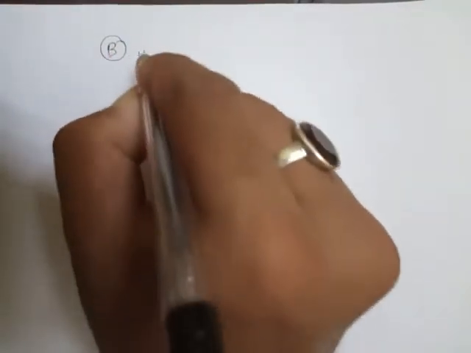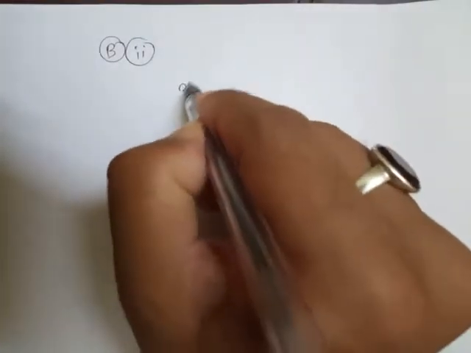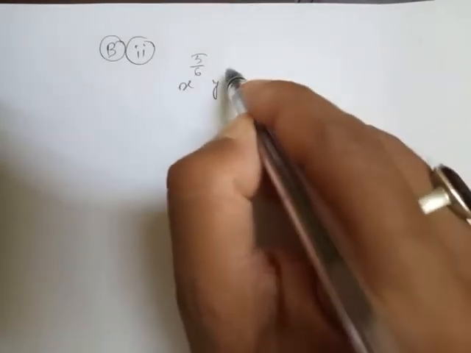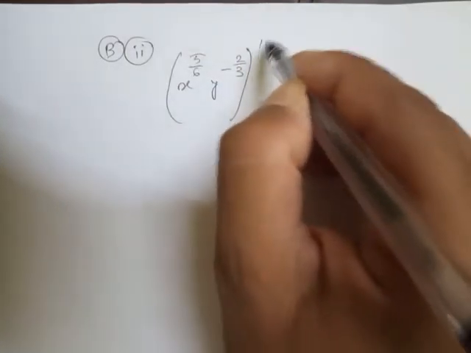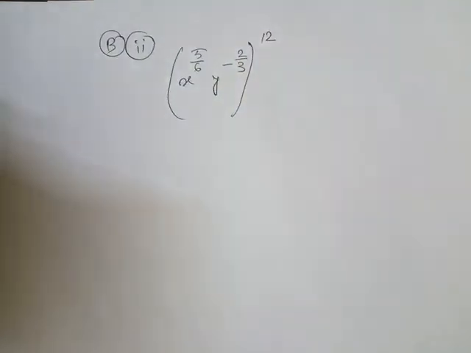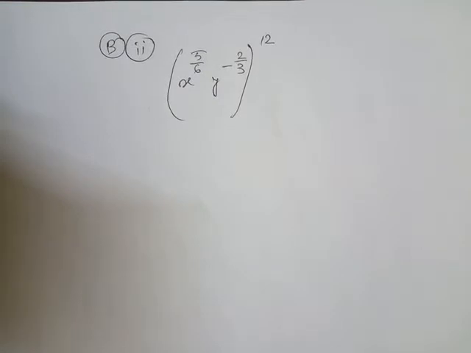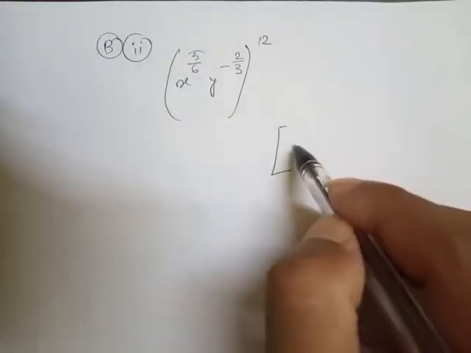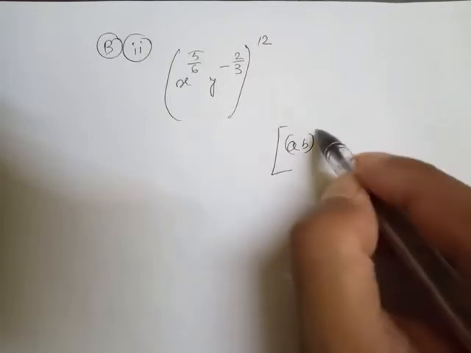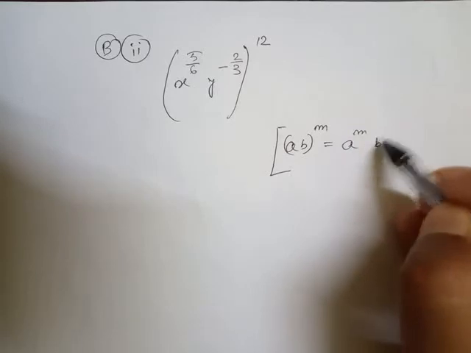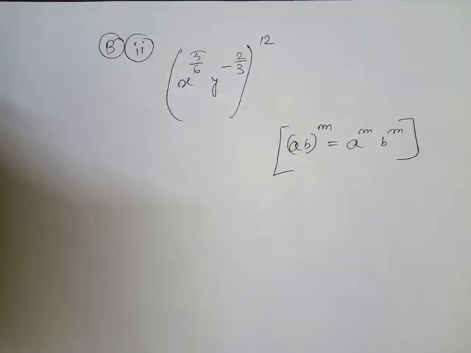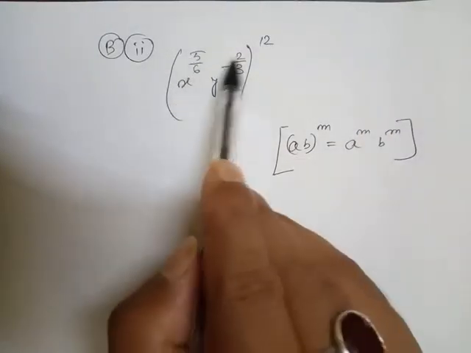So b Roman 2 that I am writing here now, and the question is x to the power 5 by 6 and y to the power minus 2 by 3 and whole to the power 12. So here we can use the formula that ab whole to the power m can be written a to the power m, b to the power m. Now look, this is as a whole a, this is as a whole b.